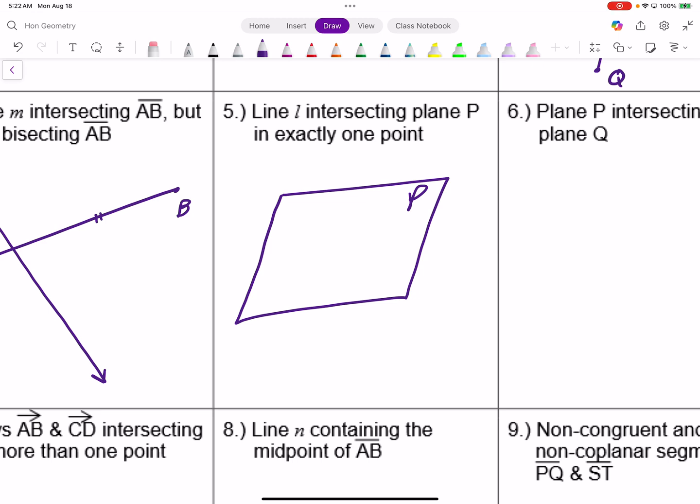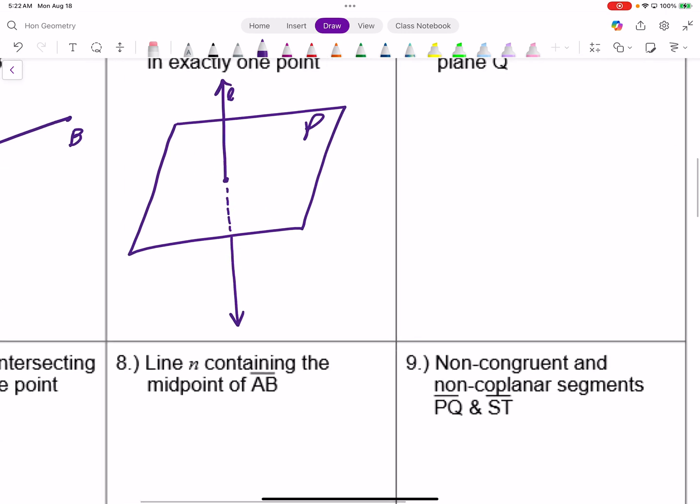Okay. Line L is going to intersect that plane in exactly one point. So that point has to be in the plane. So I can see line L intersecting it. But here is where the mistake gets made. Here's what people will do. They'll draw their plane, and they'll just say, here's line L running through it.